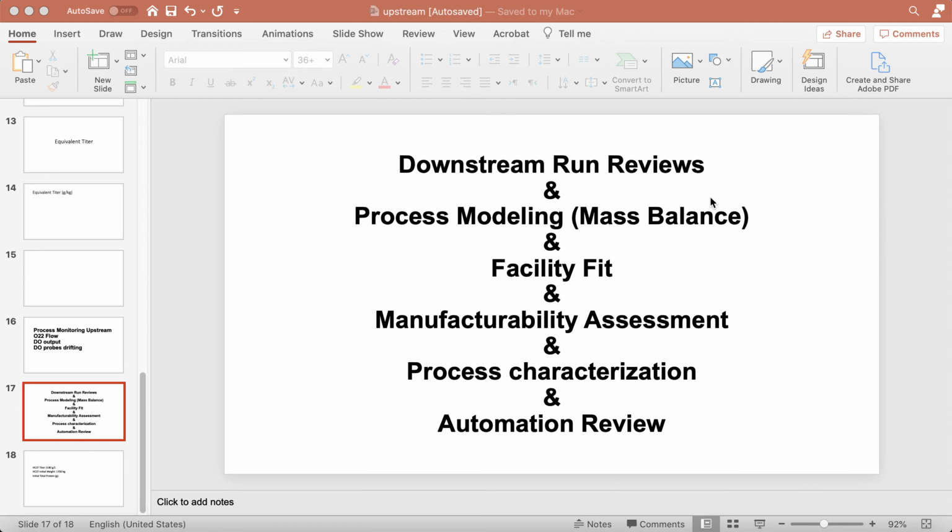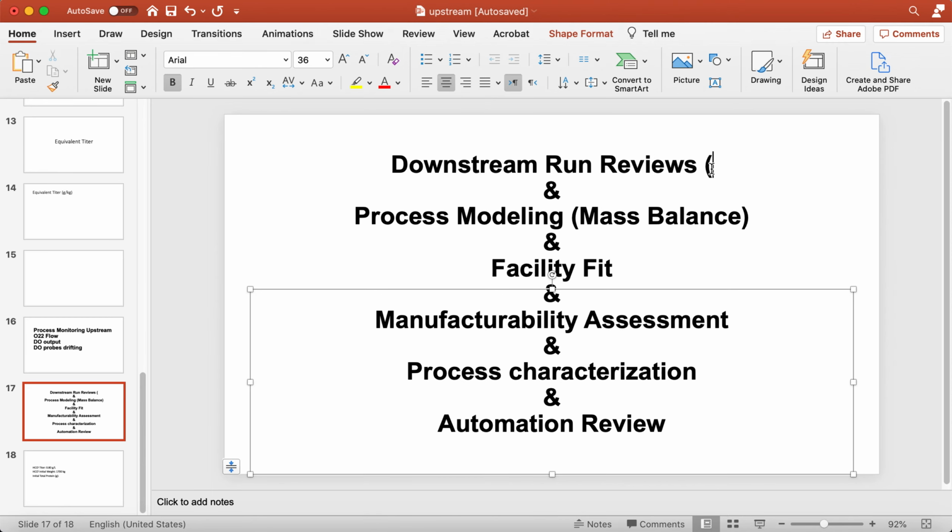in Pro A, CEX, hydrophobic interaction column, etc., multimodal column. And then we're going to go through process modeling, facility fit, manufacturability assessment, process characterization, and automation reviews. So this is very exciting. I'm going to go into a lot of depth.